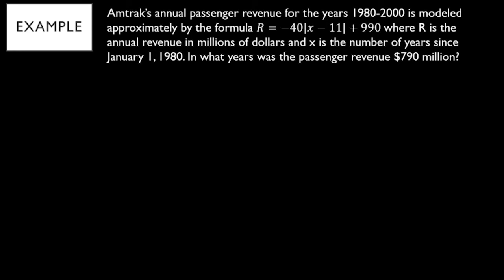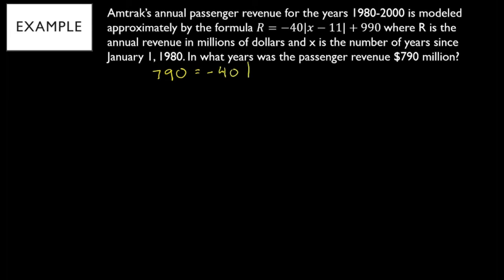And then x is the number of years since January 1st, 1980. In what years was the passenger revenue 790 million? So x is our years, so we're going to be looking for x, and we want to know where revenue is equal to 790. So you're taking your equation and setting it equal to 790. So R is going to be 790. And again, we're not going to convert it to the full number with all the zeros for millions. It's a lot harder to work with that way.